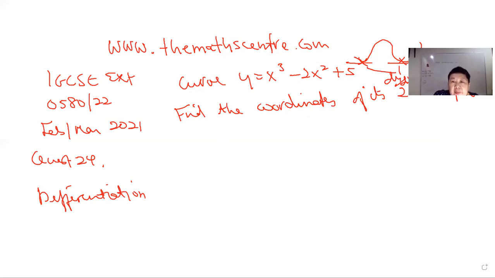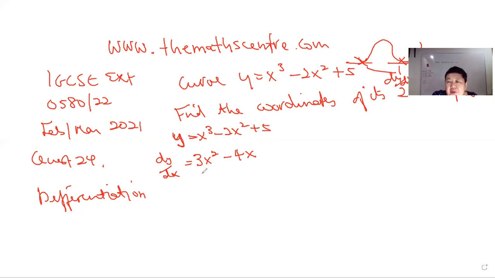So you have a cubic equation, and at the two stationary points, its gradient is 0. So what do we do? Very simple. Let's write down the equation: y equals x cubed minus 2x squared plus 5. You differentiate it, and we call this dy dx because this is y. When you differentiate it, you get dy dx equals 3x squared minus 4x. The simple idea of differentiation, you can refer to any of your textbooks.